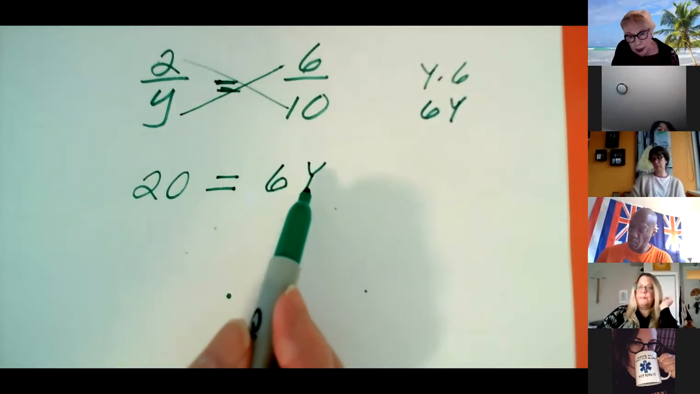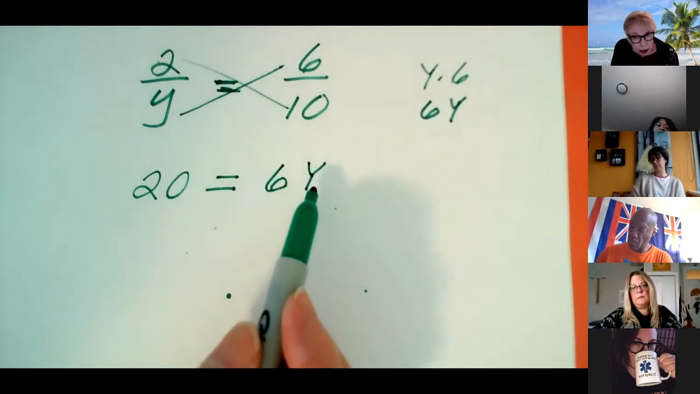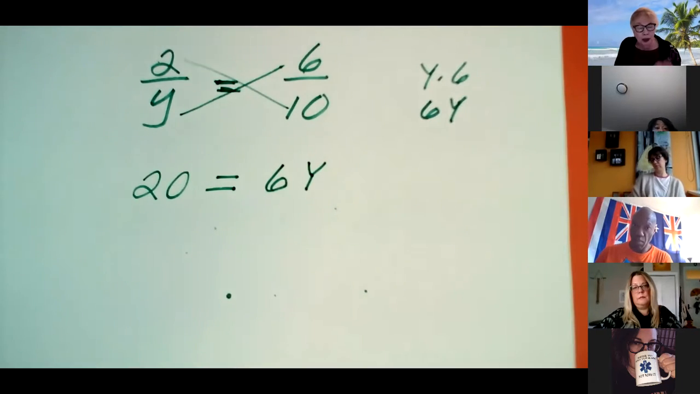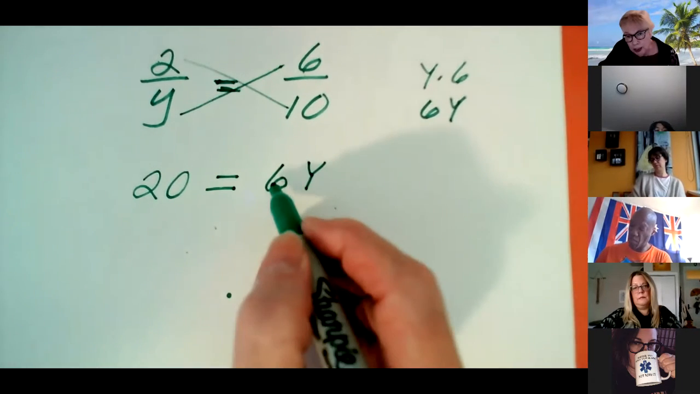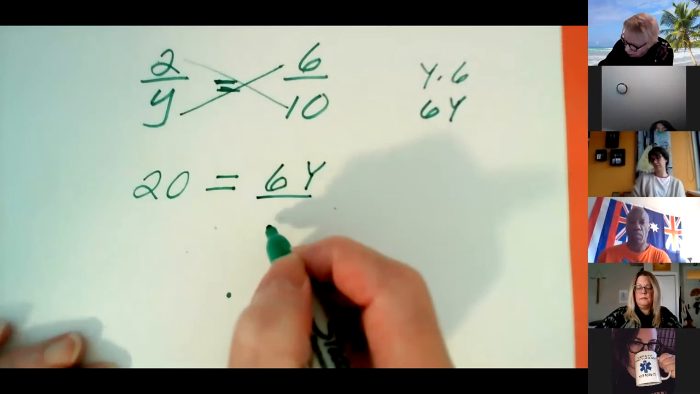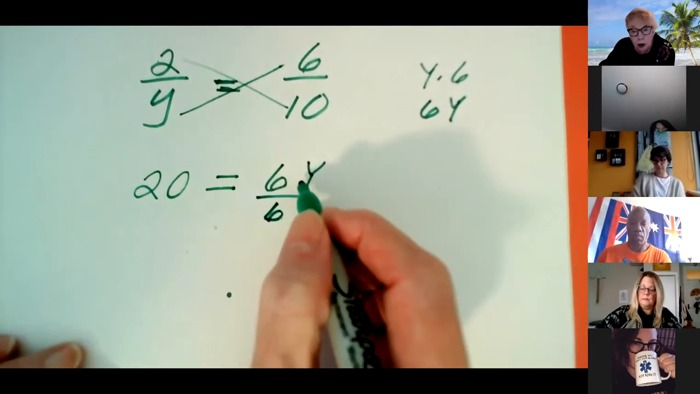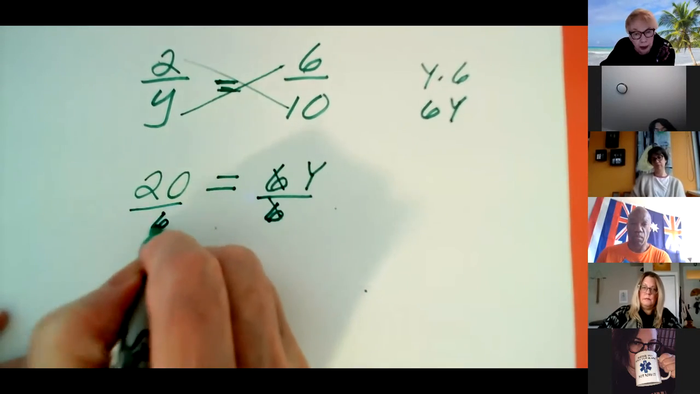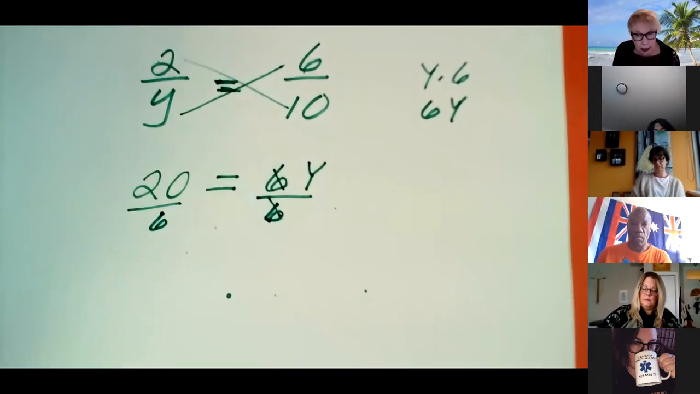Now, my missing letter is on this side. Don't be concerned about that. We want to be ambidextrous. We can deal with left or right, but we do have to deal with the 6. And so what I'm going to do here is divide by 6 so that this will go away. And I have to be fair and do the same to the other side.